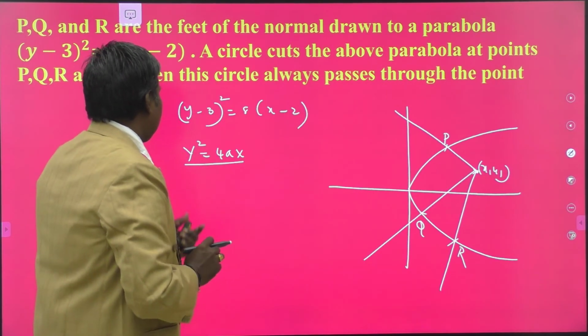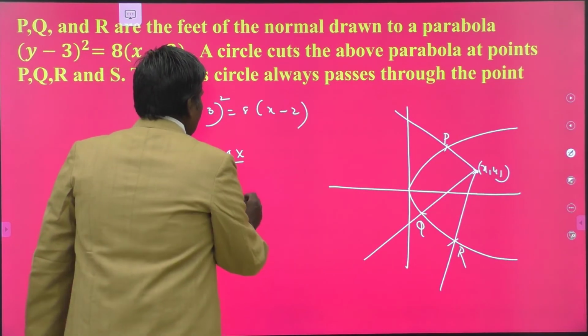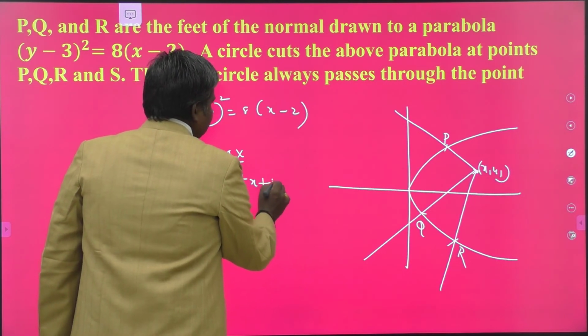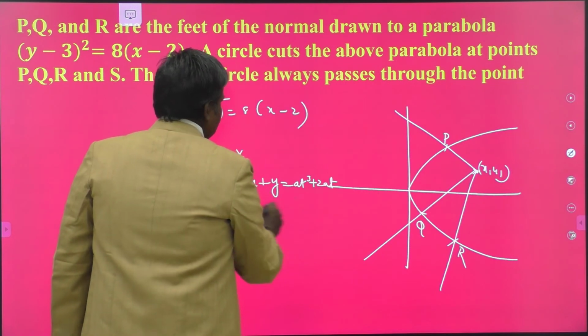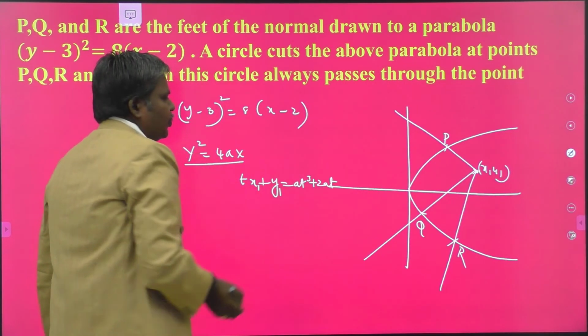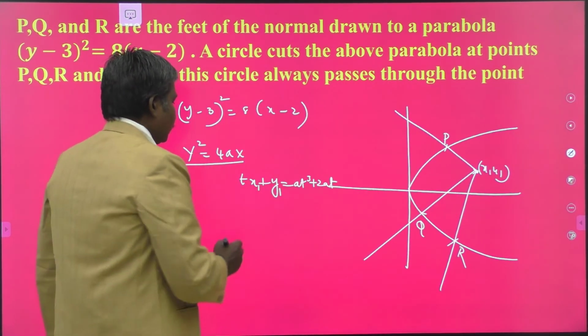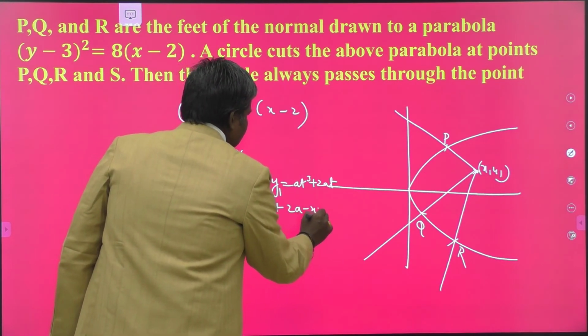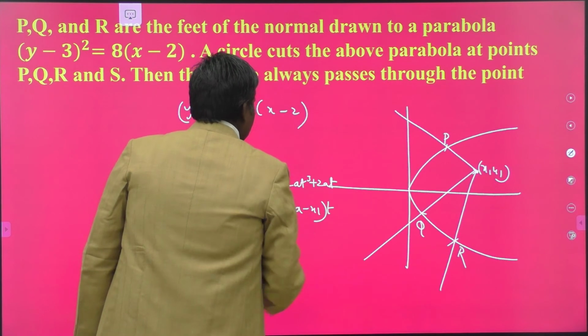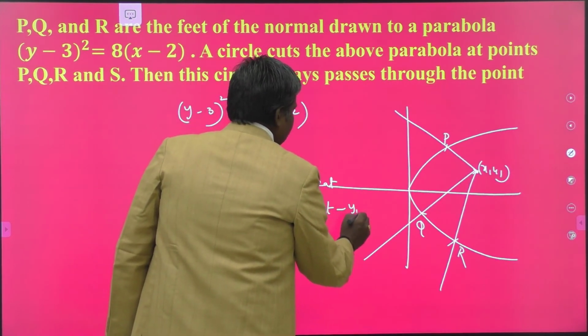Understand? Listen carefully. The equation of any normal to this parabola is tx plus y equals 2at plus at cube. If it is passing through my point (x1, y1), it produces the 3 feet of the normals: at cube plus (2a minus x1) t minus y1 equals 0.